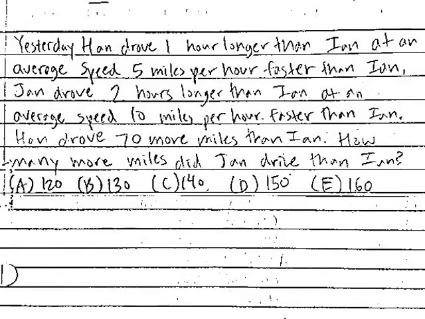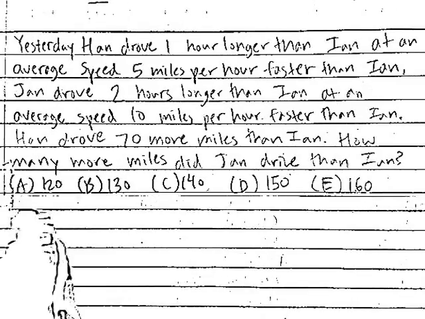Today we're going to solve this problem. Yesterday, Han drove 1 hour longer than Ian at an average speed 5 miles per hour faster than Ian. John drove 2 hours longer than Ian at an average speed 10 miles per hour faster than Ian. Han drove 70 miles more than Ian. How many more miles did John drive than Ian?